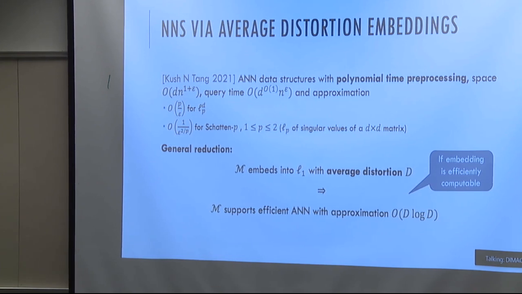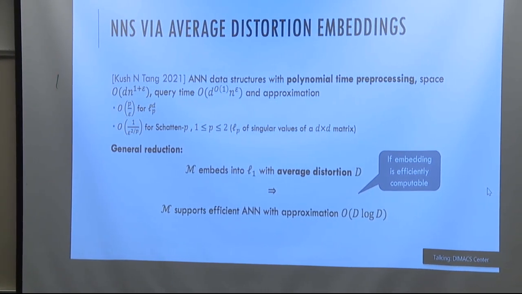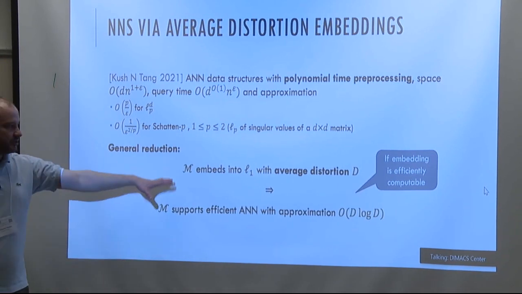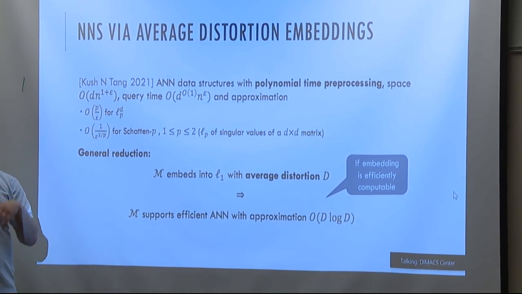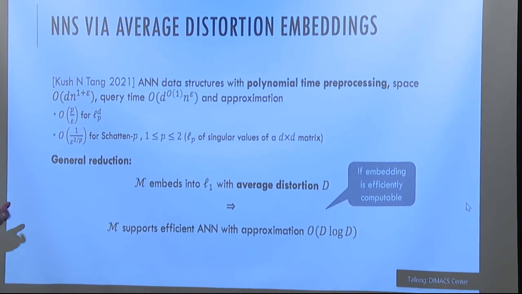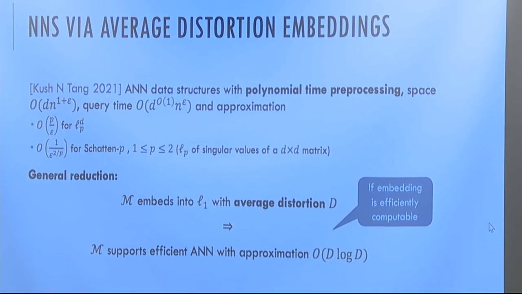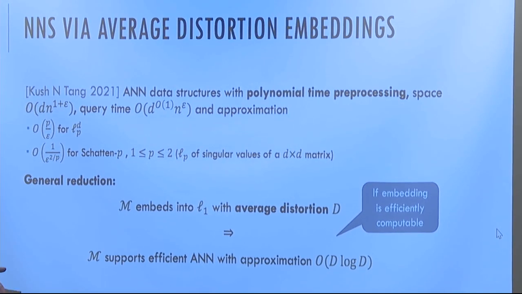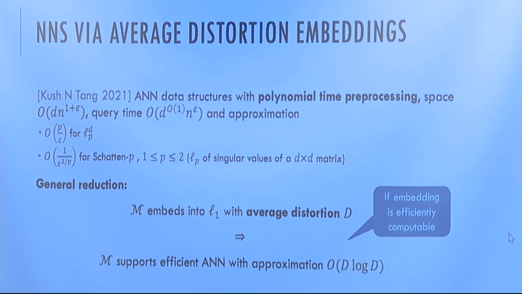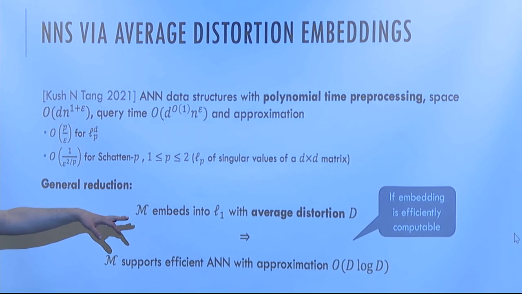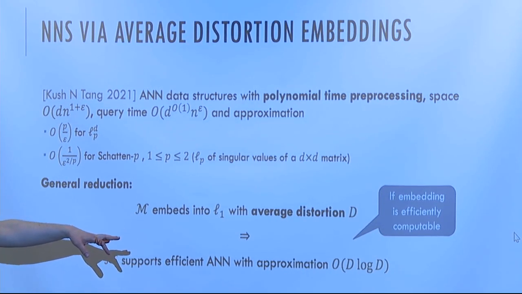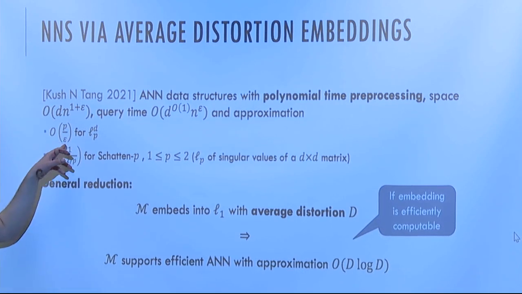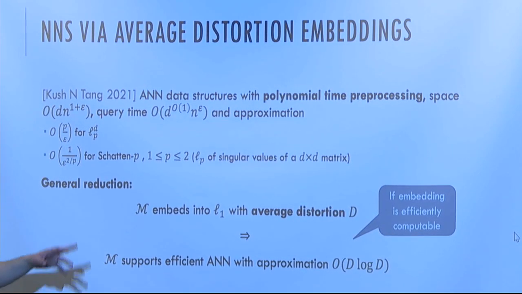Okay, so in what time I have left, I want to tell a little bit about how this reduction goes. Once I have this reduction, that more or less gives me this result for LP plus what we did before the break. You might ask, before the break I showed you embedding with average distortion of order P, and now I'm saying average distortion D means a D log D approximation for approximate near neighbor search. I'm skipping the dependence on epsilon a little bit; it is 1 over epsilon, the hidden dependence on epsilon there.